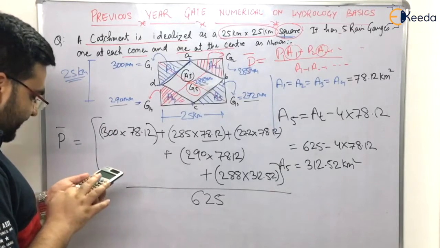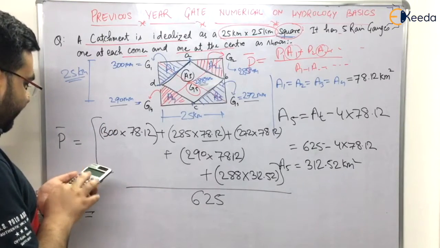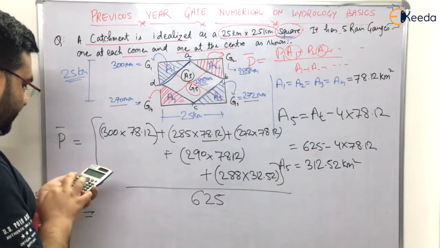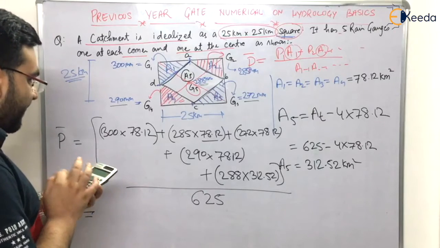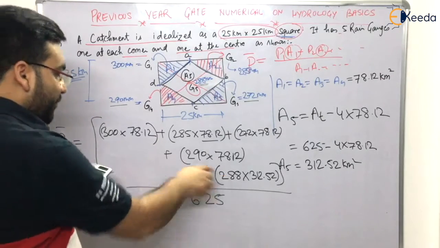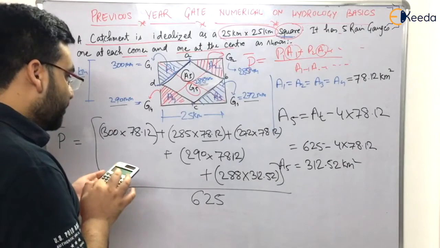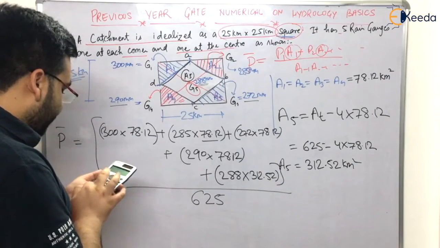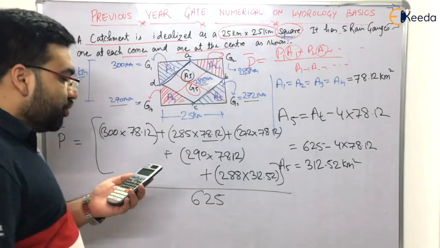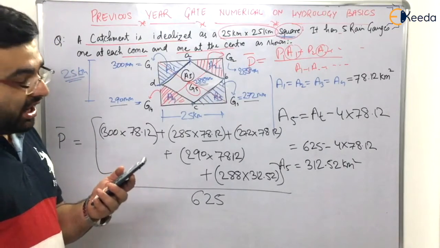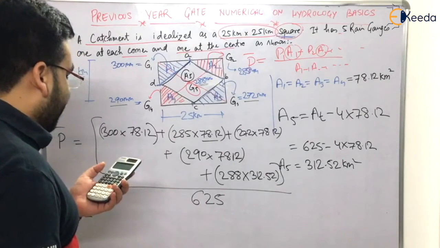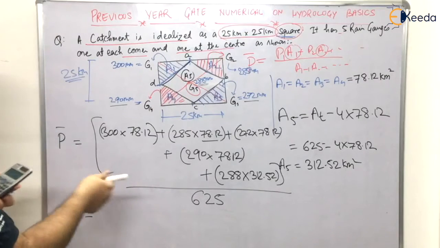So it is a quicker method. 300 plus 285 plus 272 plus 290, I have taken all this common, multiplied by 78.12, and plus now I have 288 into 312.52, this much divided by 625. It comes out to be 287.37. I hope everybody is getting the same answer. So the average precipitation comes out to be 287.37.